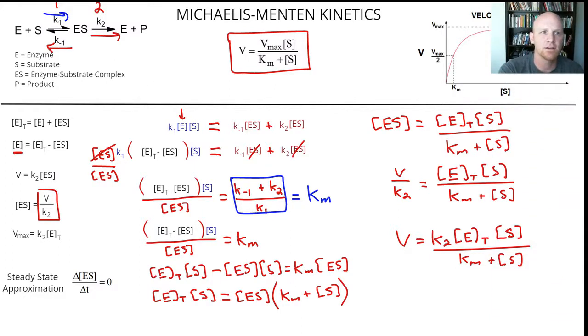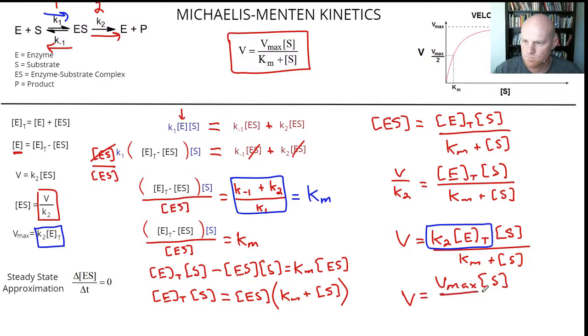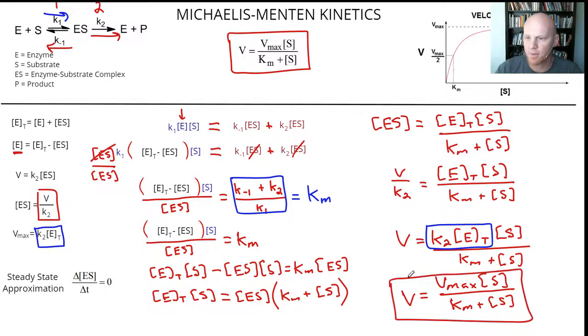And finally, if you recall, we came up with an expression for Vmax, and Vmax was equal to K2 times the total enzyme concentration, which is what we have right here. We're just going to substitute Vmax in for it. Cool. And now we've derived our lovely Michaelis-Menten equation proper. How we use it comes up in the next lesson.